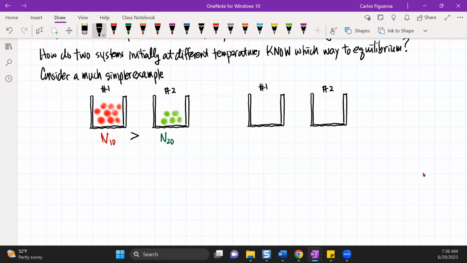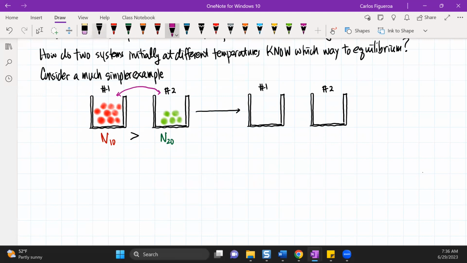Now, what am I going to do here? What I'm going to do here is make numerous moves from here. That means I'm going to take a marble and move it to container 2, and then I'll take a marble from container 2 and move it to container 1.